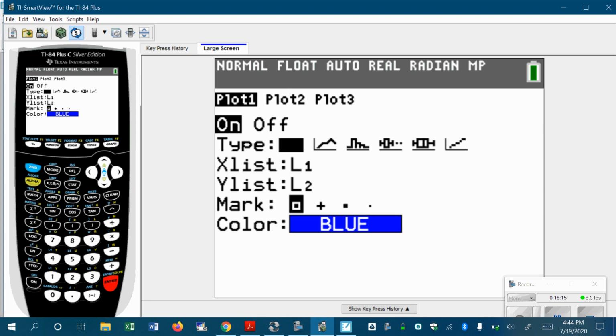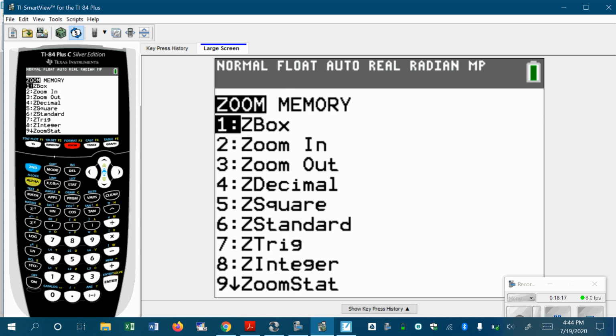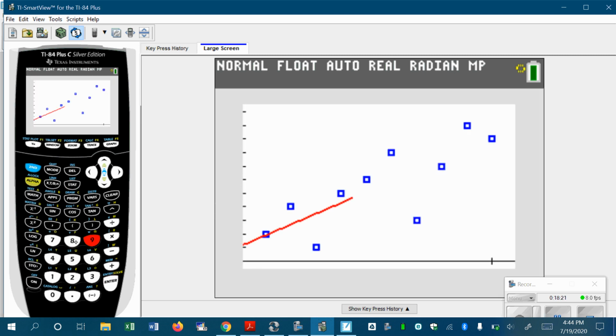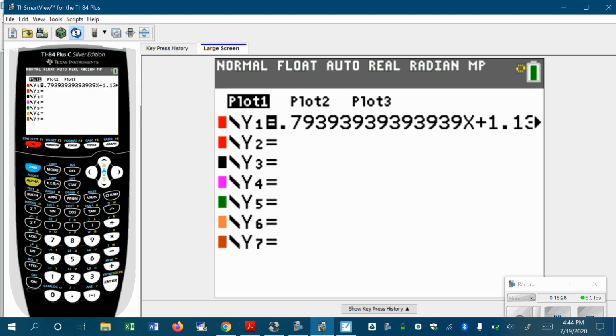So I could turn that on. I'm going to do zoom statistics just like I have in the past. And look at that. That is just awesome. Those are my scatter plot points. And because of typing in that y1, there is my line of best fit equation with all those decimal places represented. On my paper, I rounded it off to just 0.8, but look at all of that. Woo!